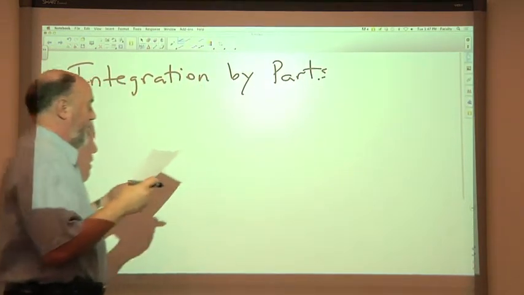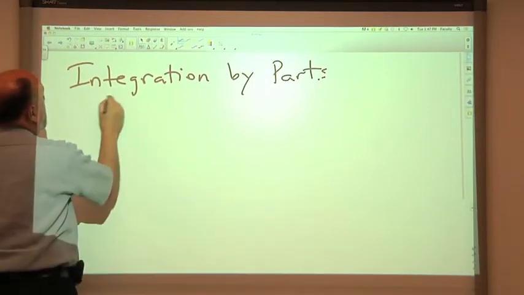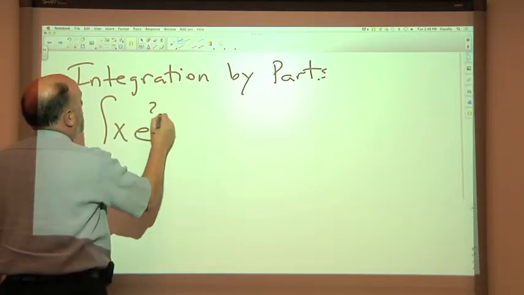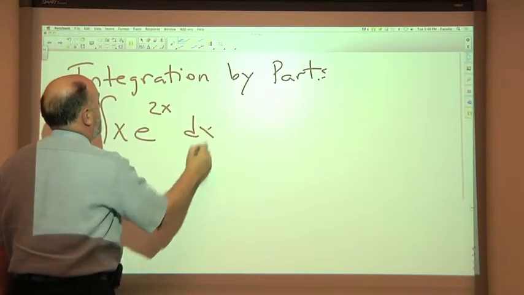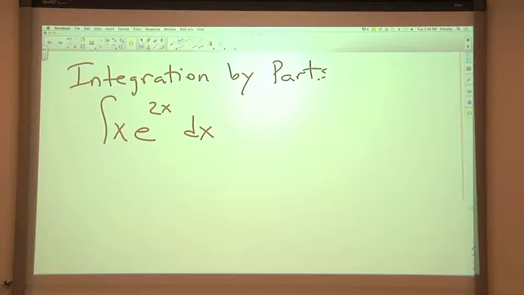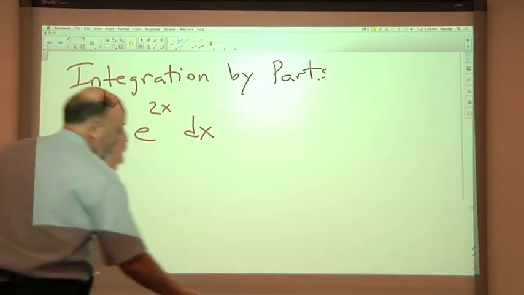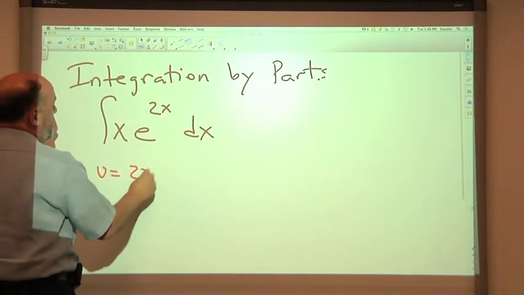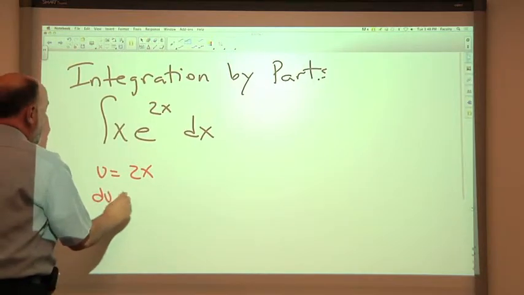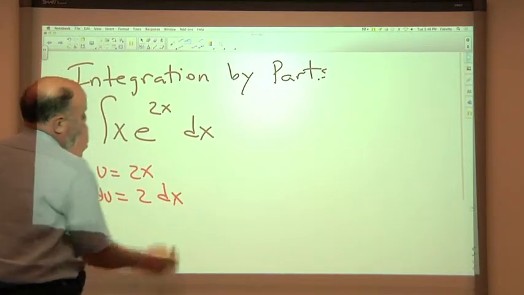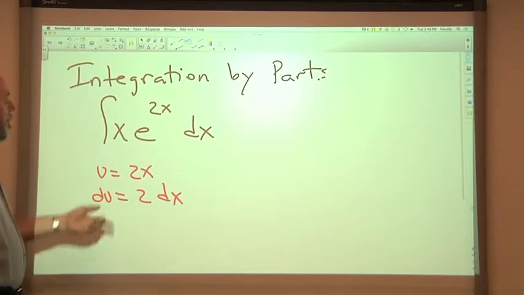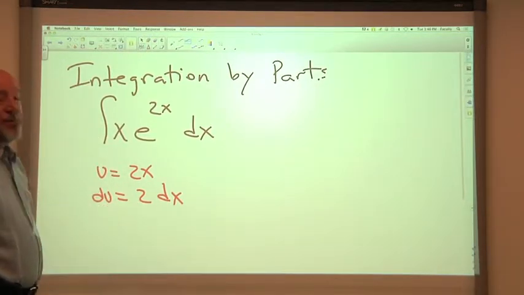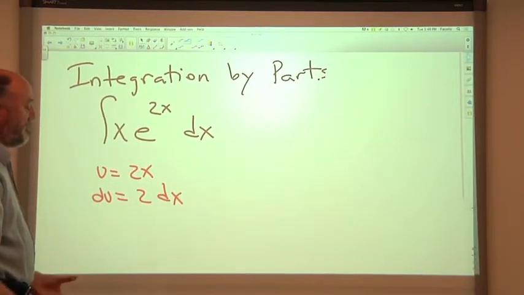So for example, let's say we want to integrate something that looks like this. Integrate x e to the 2x dx. So we saw in the last lecture, we talked about doing it by substitution. And so let's say we want to try to do that. We could say that, okay, let u equal 2x, which means du would be 2 dx, and we have a problem because I have an x here, but my derivative is only 2, so that's not going to work.